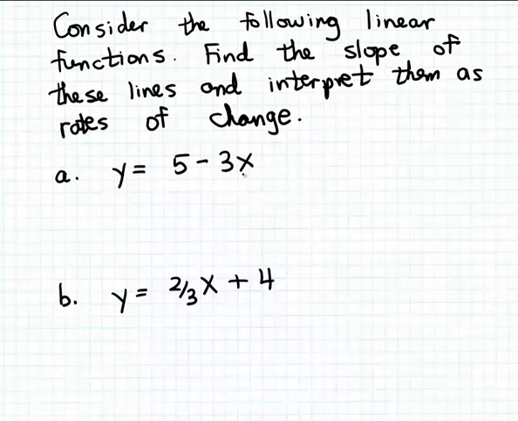So we're just given a formula for a linear function, but we're not told how that linear function is being used in practice. We're not told what the input quantity is measuring. We're not told what the output quantity is measuring. So we're just going to be giving here a very general interpretation of the slope of the linear function. So let's start with example A.